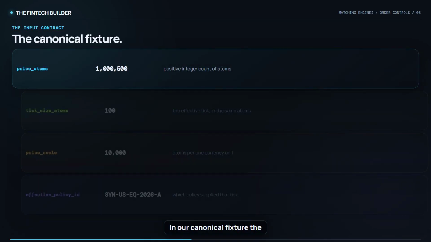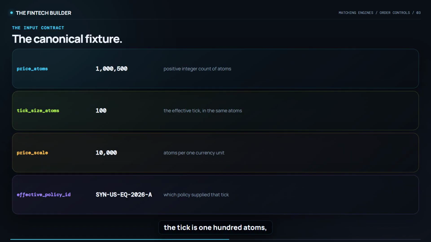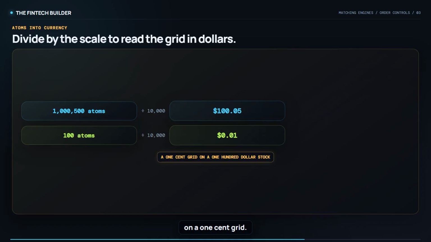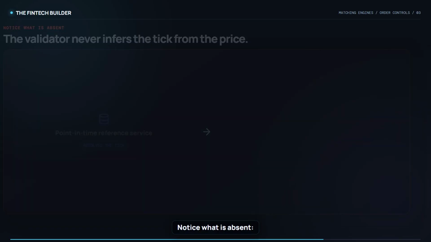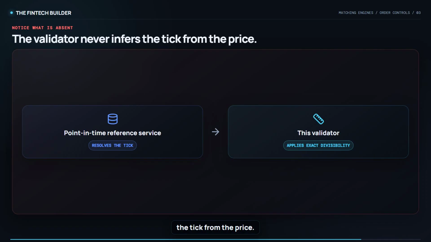In our canonical fixture, the price is 1,500,000 atoms. The tick is 100 atoms, and the scale is 10,000. Divide by the scale, and you get $100.05 on a 1-cent grid. Notice what is absent. The validator never infers the tick from the price. Resolution happens upstream in a point-in-time reference service.